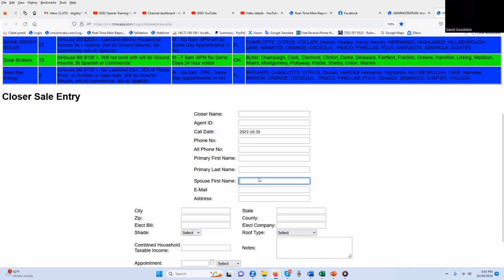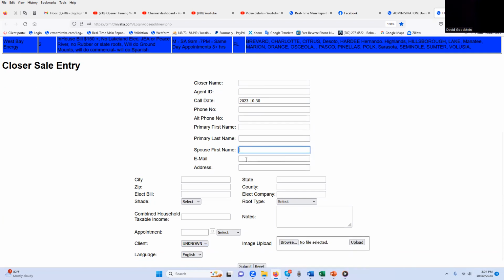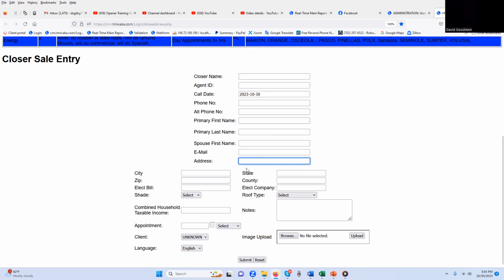The spouse name you're going to type in. The email you're going to type in. The address is going to auto-populate, again, assuming that it's the correct one. I asked you just to put the zip code in. By putting the zip code, the correct zip code in, it's going to populate the city, the state, and the county automatically. You're going to type in how much the average electric bill is, who the utility company is.